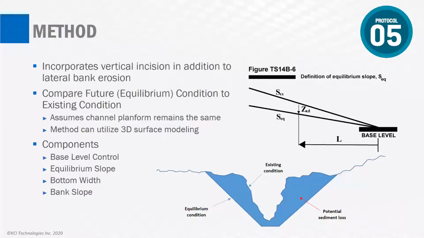There are 4 components for Protocol 5 that need to be determined. So the base level control point needs to be determined, and then the equilibrium slope, bottom width, and bank slope have to be calculated. So I'm going to go into a little bit more detail on each of those 4 components.